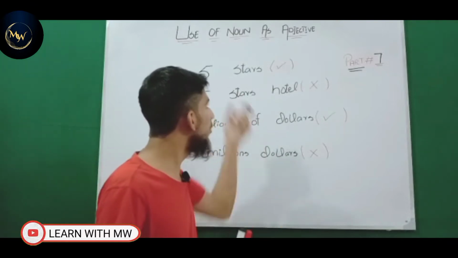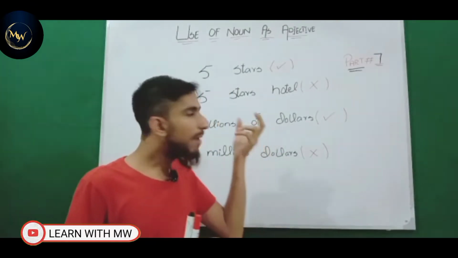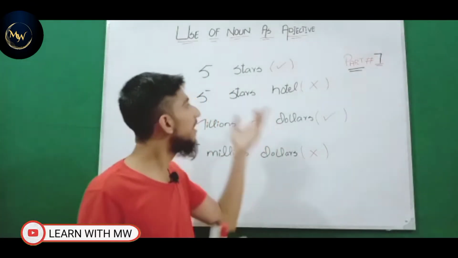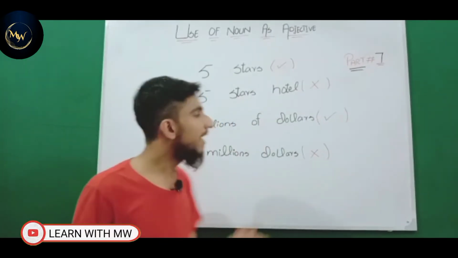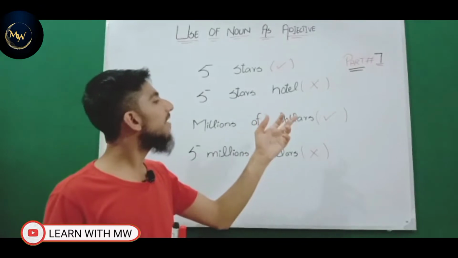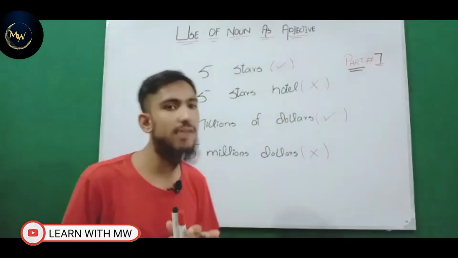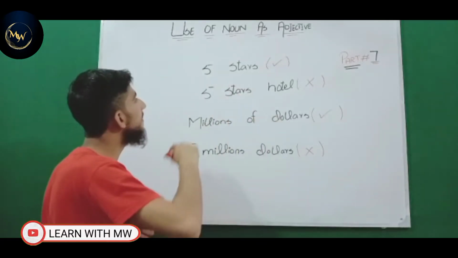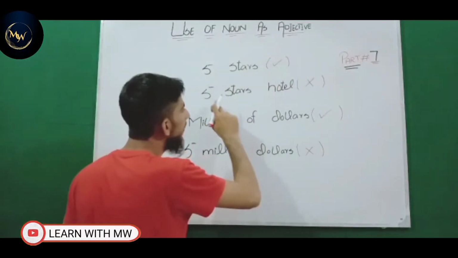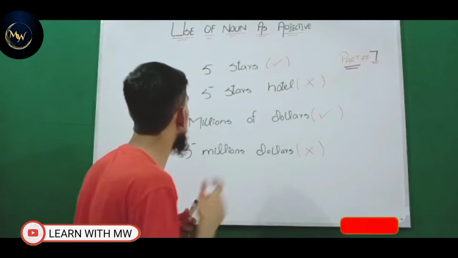We will be giving you some amazing reasons about this concept, that why 5 stars hotel is wrong and 5 millions dollars is wrong. 5 millions of dollars is right and 5 stars hotel is right. So let's begin the concept. Now look, we will be discussing a very amazing reason that why 5 stars hotel is right and 5 stars hotel is wrong. So stay connected with us.